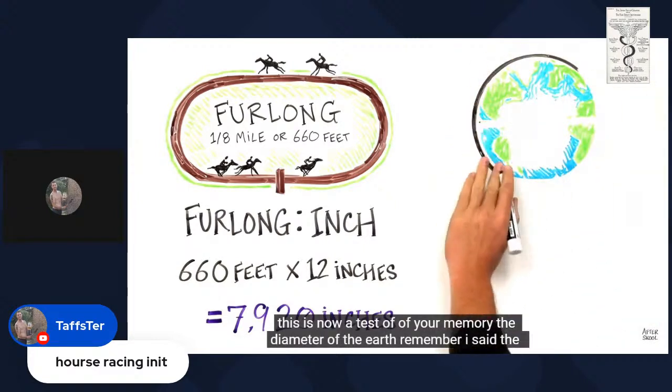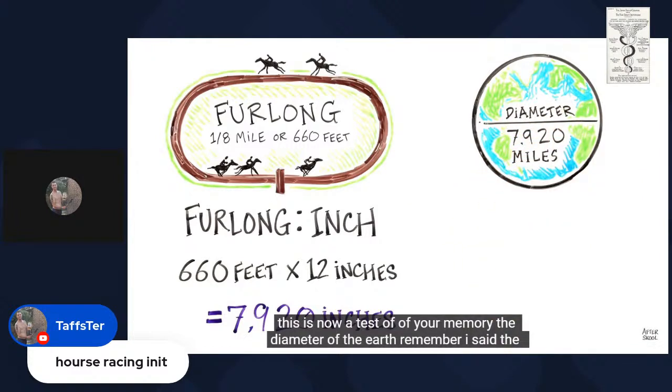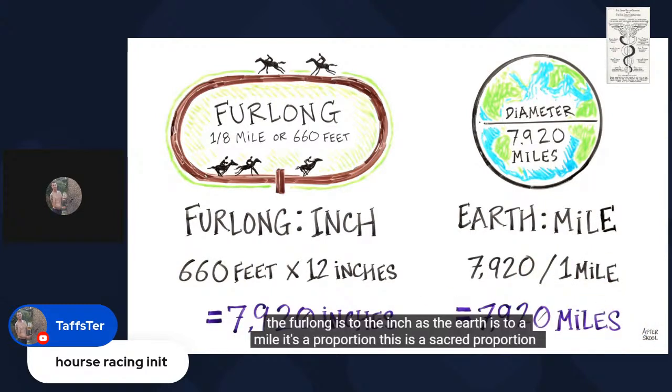This is now a test of your memory. The diameter of the earth. Remember I said the diameter of the earth taken through the tropics, the sacred number that's representing the earth? The furlong is to the inch as the earth is to a mile. It's a proportion. This is a sacred proportion that was intentionally embodied into the units of measurement.